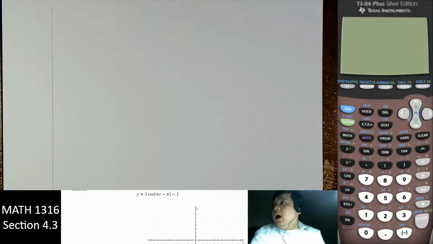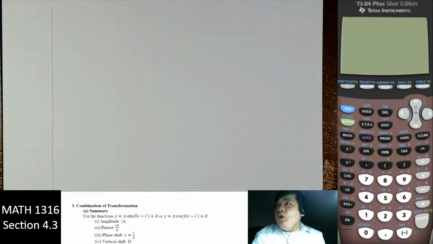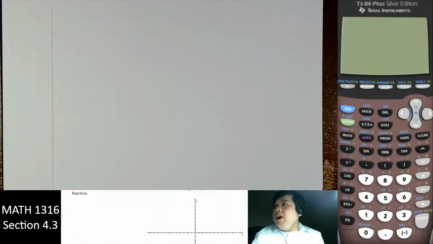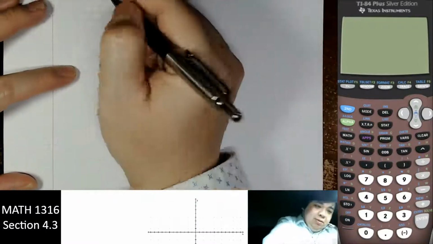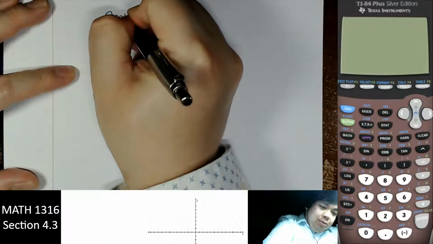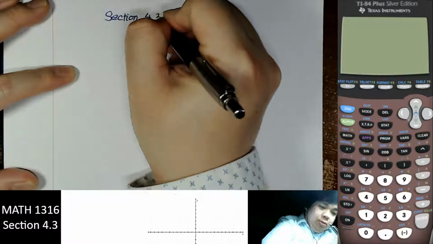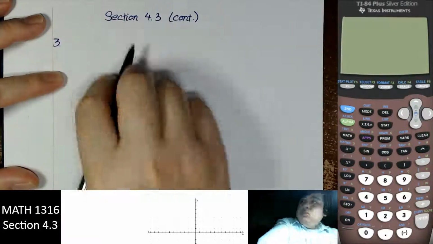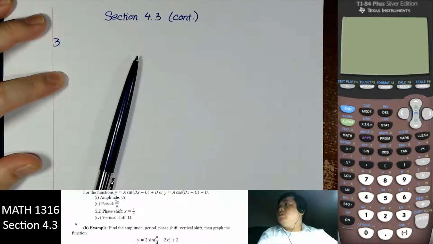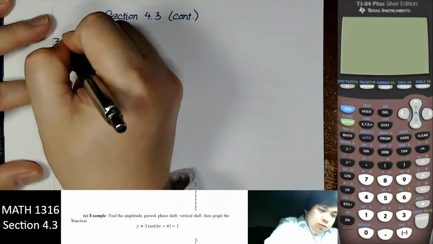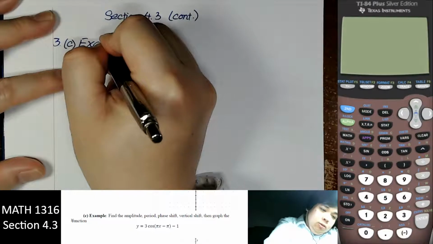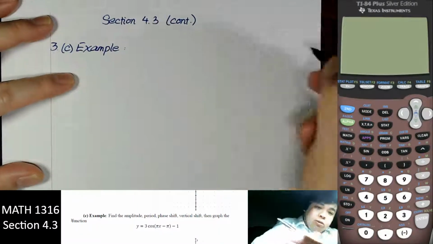So we start. Before we go to chapter 5, just quickly go back to, we still need to do one more graph.